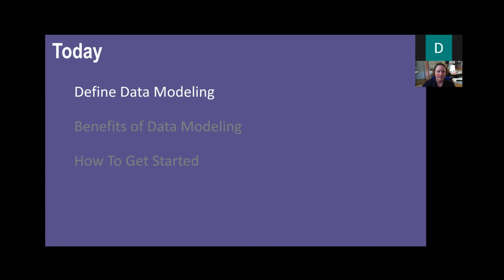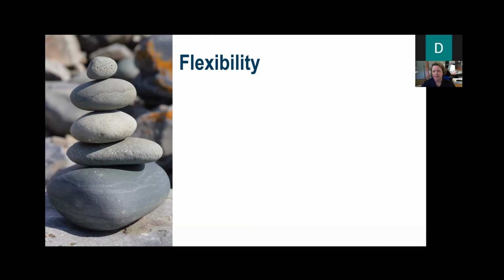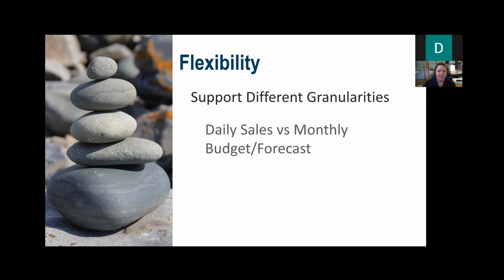Perfect. All right, let's continue and talk about the different benefits that you can get from data modeling. The first one is flexibility. The biggest flexibility is that you're going to be able to support different granularities. I know I said earlier that you don't want to mix granularities in the same table, but you can mix granularities in the same model. A really good example is daily sales versus monthly sales. If you have multiple systems coming in, some systems come monthly, some come daily, so you can separate those out. Another good one is budget versus forecast. A lot of times those are done at a monthly granularity, where your sales are done at a daily level.